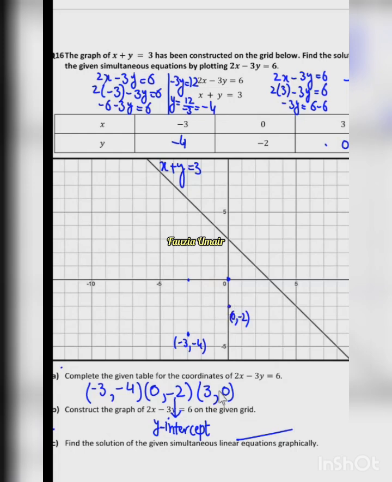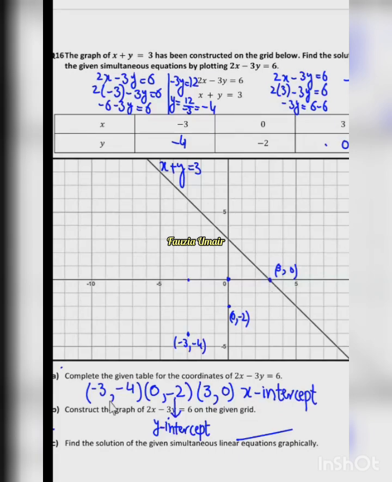So now for 3, 0, I'm standing at the origin again. So x is 3. It means I need to go in this direction. 1, 2, and 3. So this is x is equal to 3. Now y is 0. It means this is the point I'm looking for. This is 3, 0. And this is called x-intercept. Why is it called x-intercept? Because it will intercept the x-axis. Very nice.